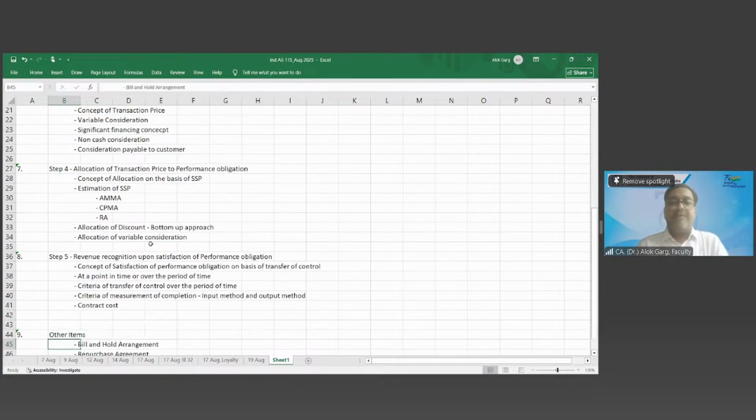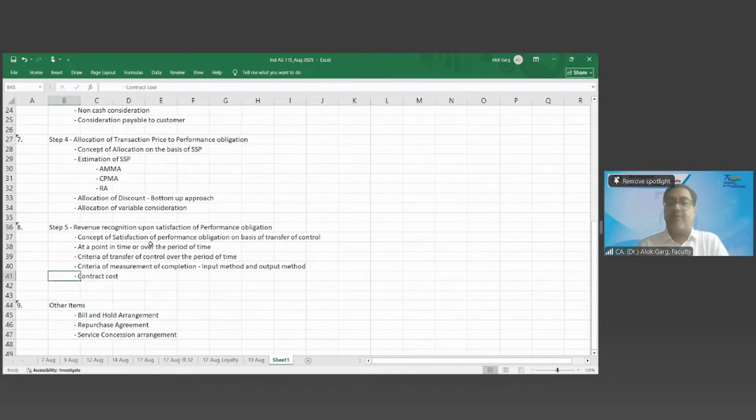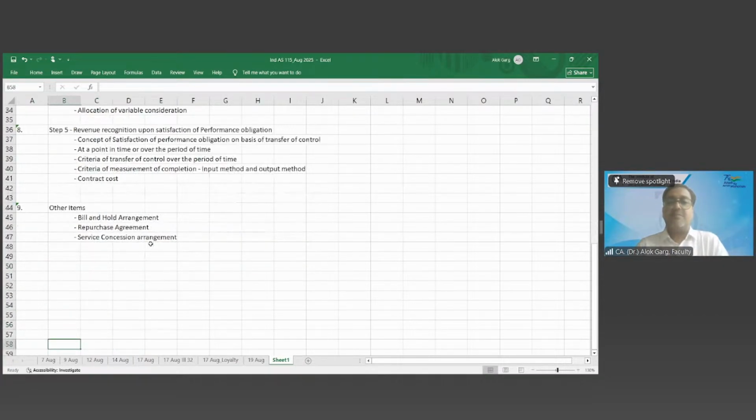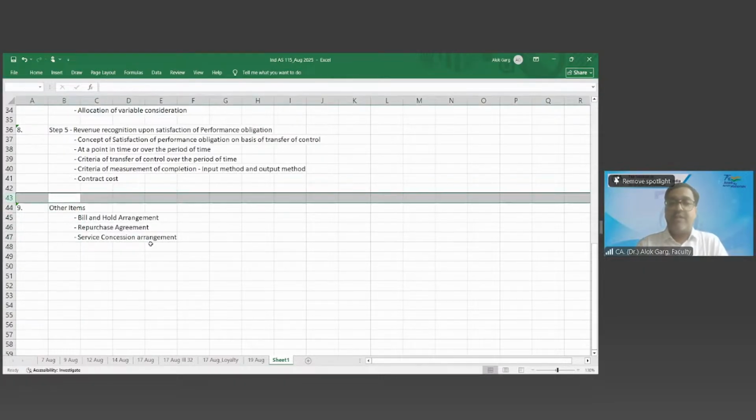Then step number 5, recognize revenue upon satisfaction of performance obligation. Performance obligation will be satisfied when the control is transferred. Control will be transferred at a point in time or over a period of time. We discussed the criteria of transfer of control over a period of time, and when the over-time criteria are not satisfied, it becomes a point in time. Okay. We discussed the measurement of completion, which is the input method, output method, and contract cost. And finally, we discussed bill and hold arrangement, repurchase agreement, and service concession arrangement. This is what we have covered.